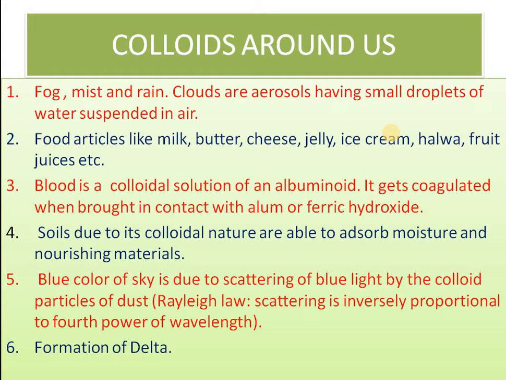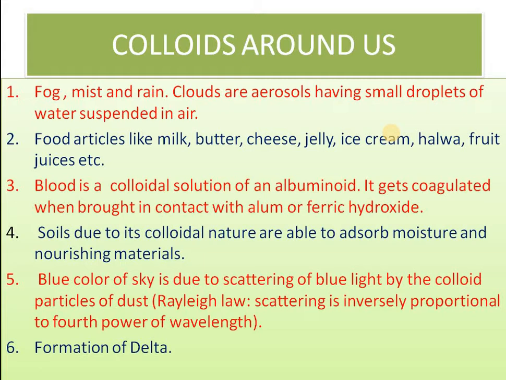Blood is a colloidal solution of an albuminoid. It gets coagulated when brought in contact with alum, because blood is a negatively charged colloid, and alum will give Al3+ ions, or Fe3+ ions in the case of ferric alum. So that will coagulate the negatively charged sol of blood.